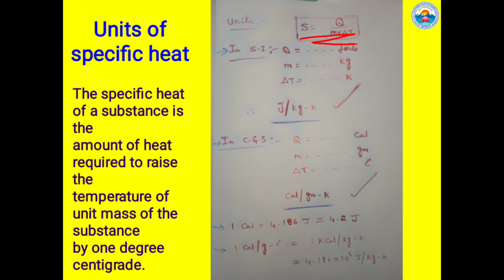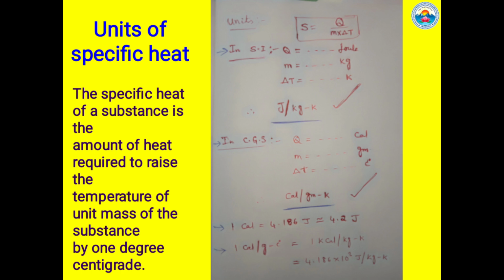Q by M delta T. Okay. Now, from that equation, we give a statement, a specific heat definition. Here Q upon M into delta T. Let us consider M is unit of mass, delta T is 1 degree centigrade, Q is amount of heat of the substance. So the statement is given like that.